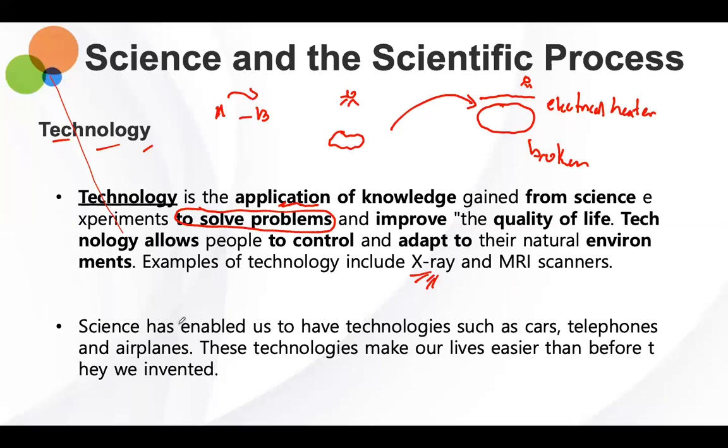So science has enabled us to have technologies such as cars, telephones, and airplanes, right? We want to travel from, as I said, Jamaica to Canada in 3 days, or we want to be there tomorrow, right? We cannot use a boat. That would take us forever. So we have to use an airplane to fly over. Right. So it's because of technologies.